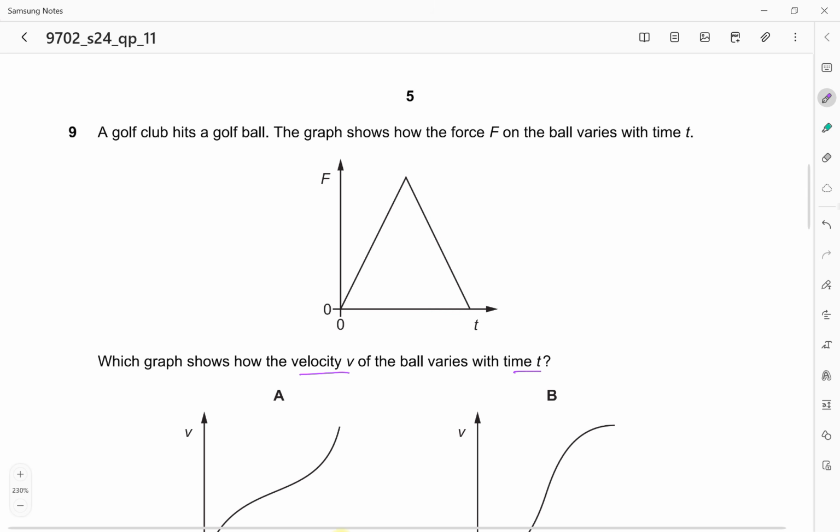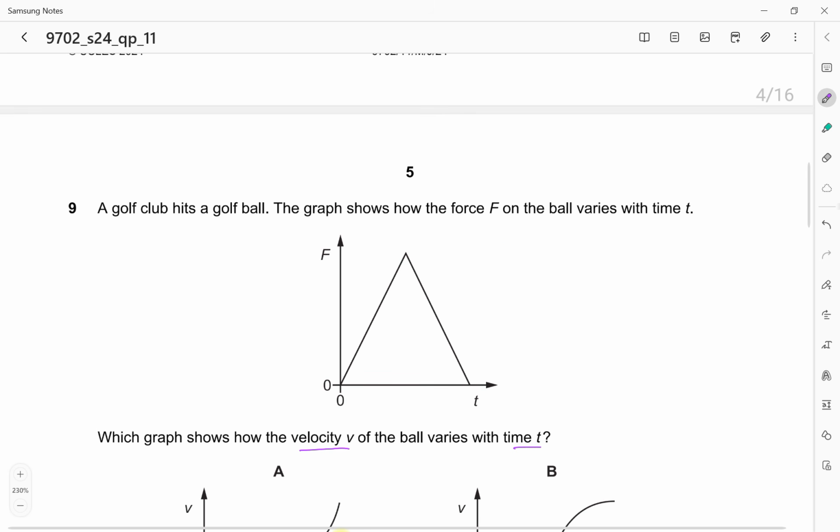So first of all, we know that force is directly proportional to the acceleration, and we notice that for the first half of the time, the force increases uniformly, so the acceleration increases uniformly. Here force increases, acceleration increases. Here force decreases, the acceleration also decreases. So the graph should have two parts, where the acceleration increases and then it decreases.